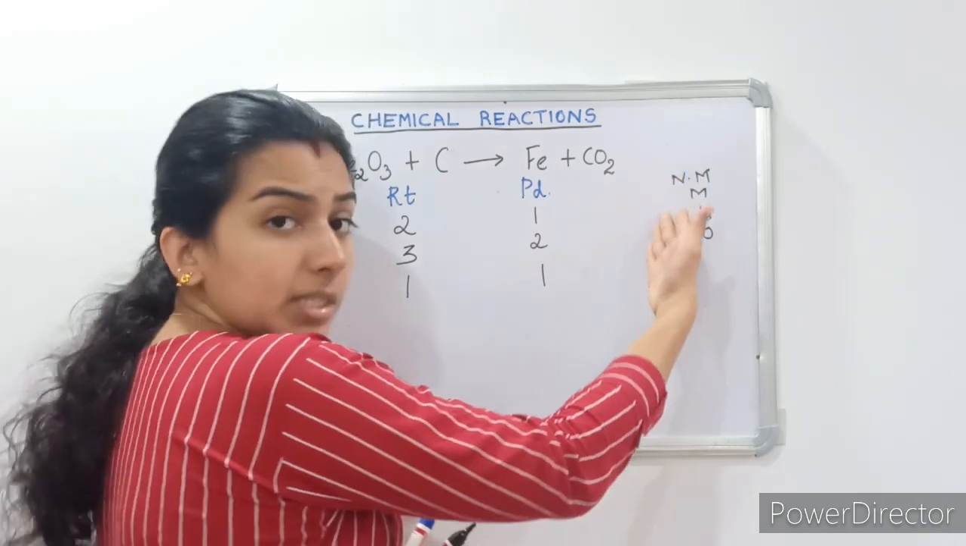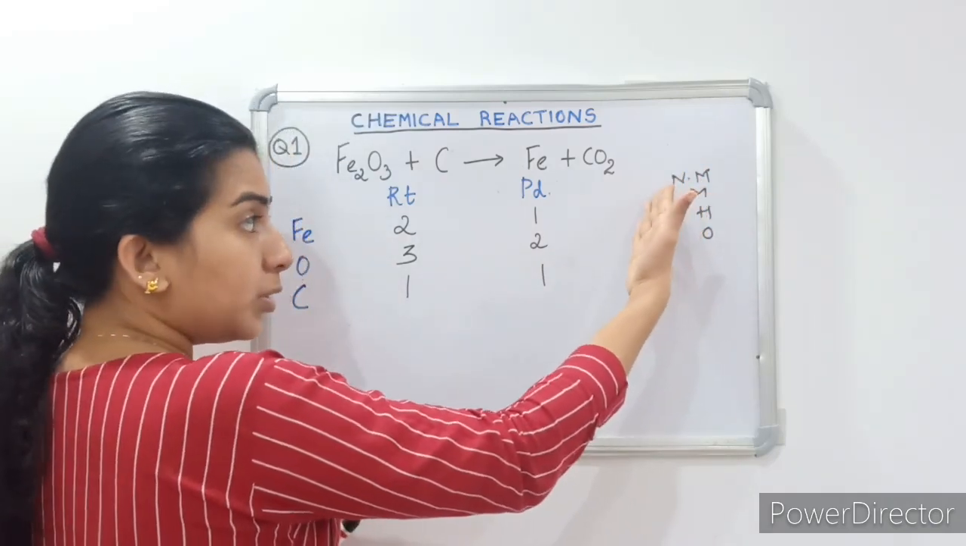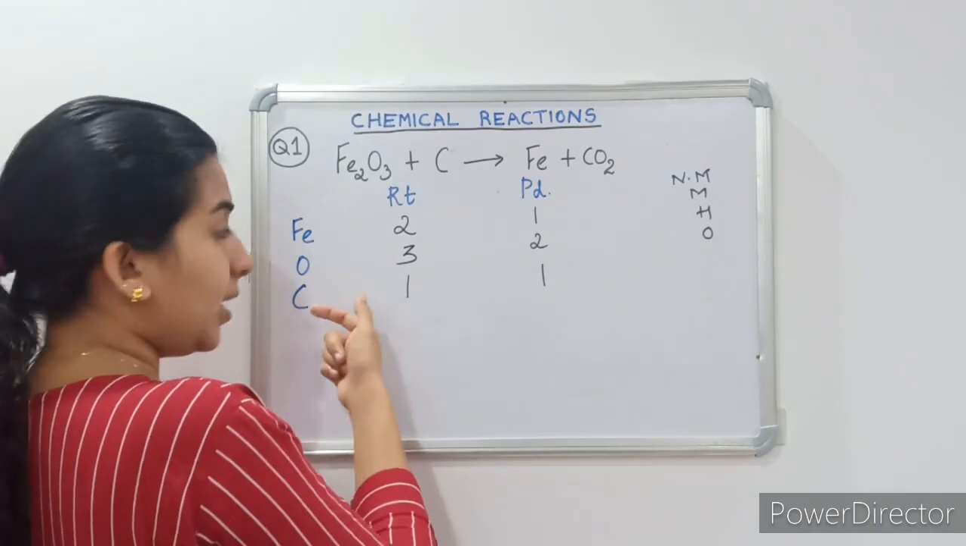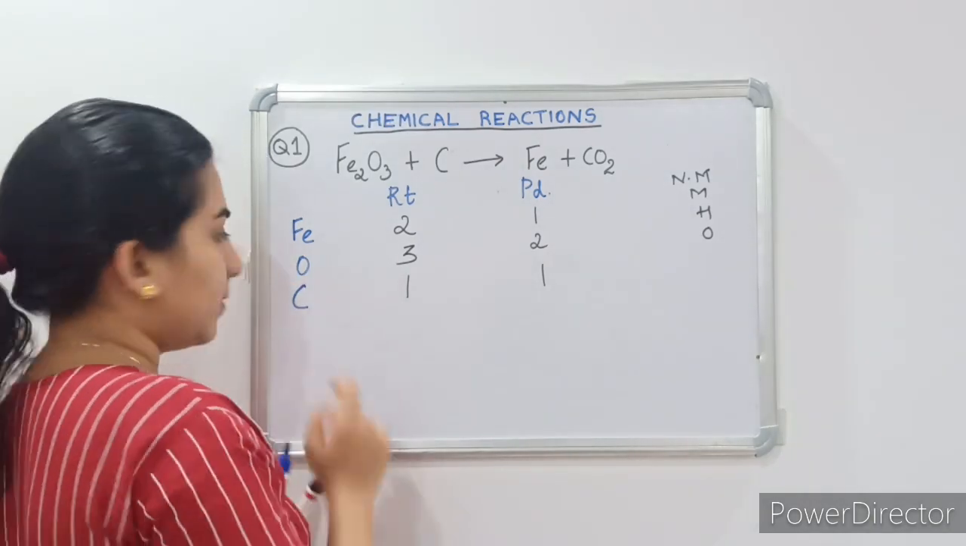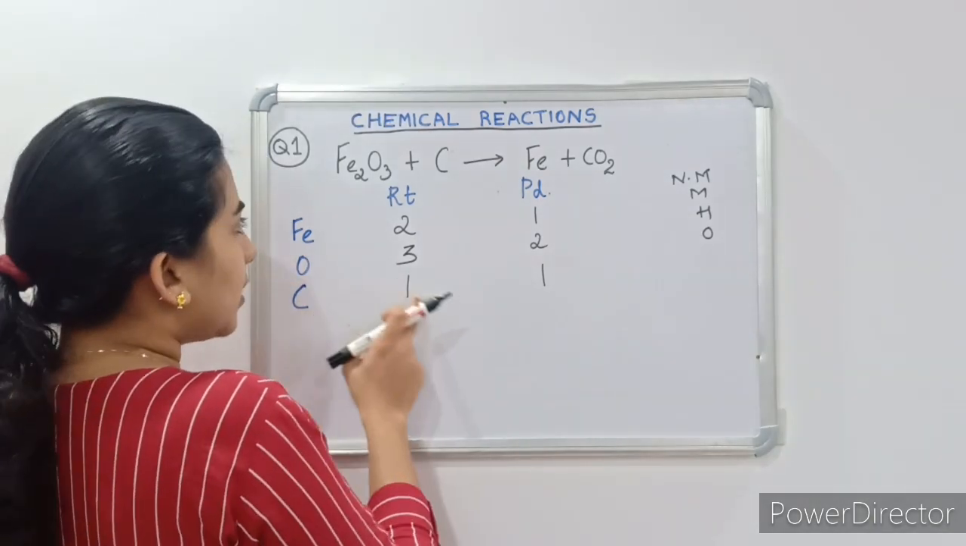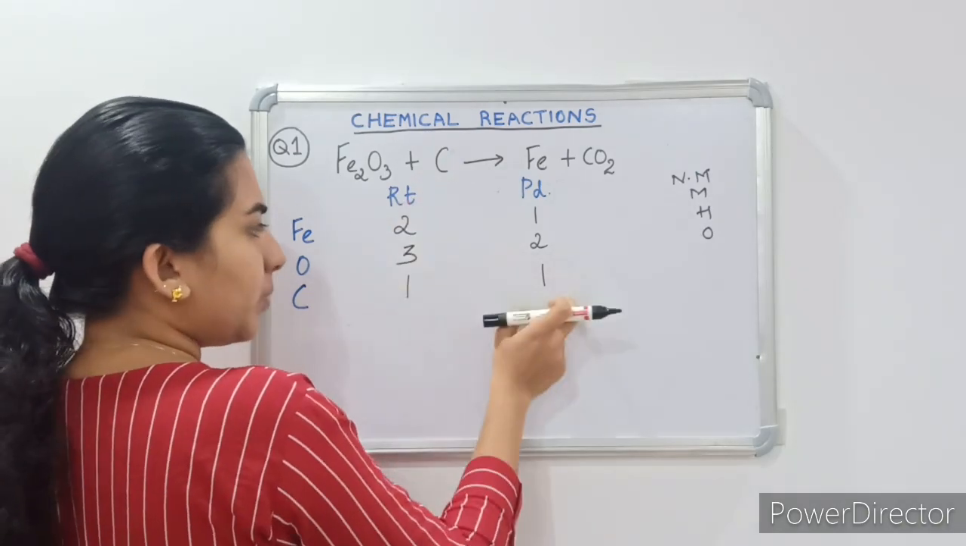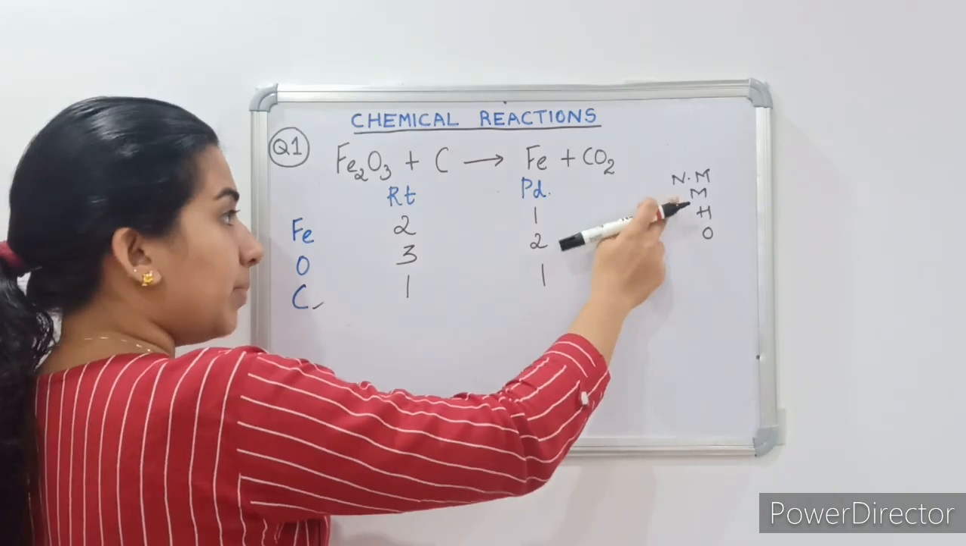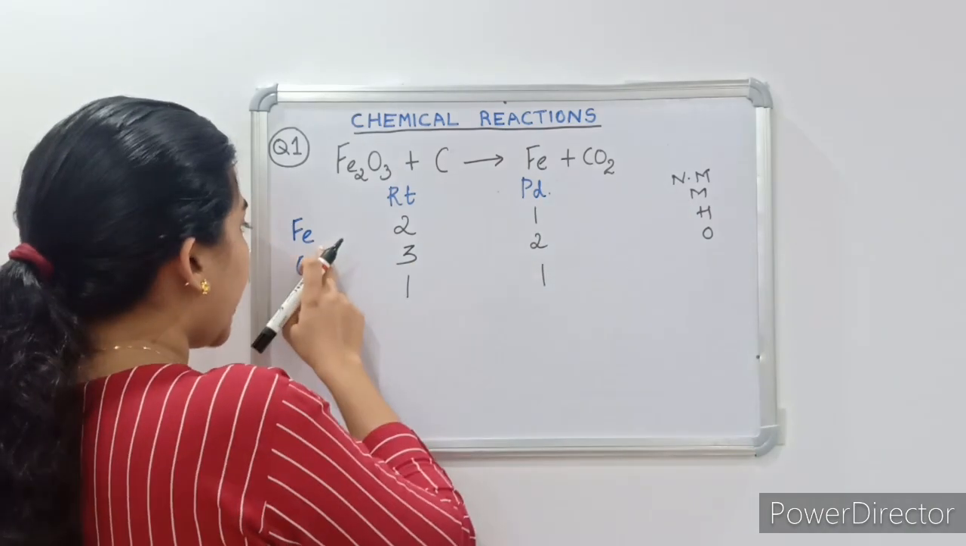So now consider this sequence. According to this sequence, first we have to consider non-metals. Among these elements, carbon is the non-metal. Carbon in the reactant side is 1, and in the product side it is also 1. So carbon is balanced. Now, next metal. The metal here is Fe.